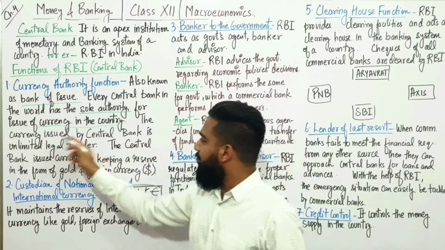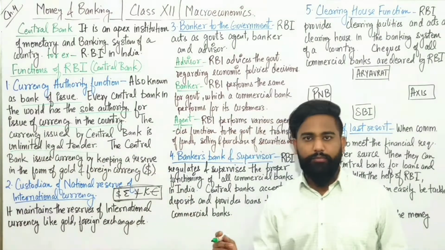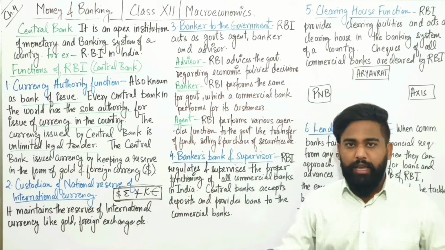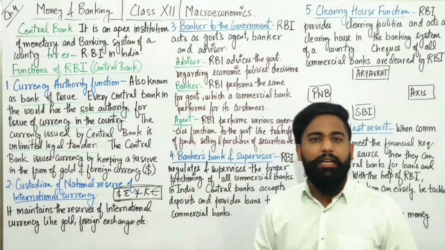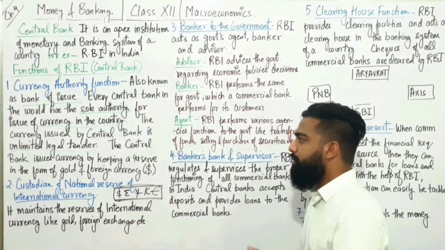Now, the currency issued by the central bank is unlimited legal tender. That could be in unlimited amounts. They can produce unlimited legal tender. Legal tender means the currency notes and coins.